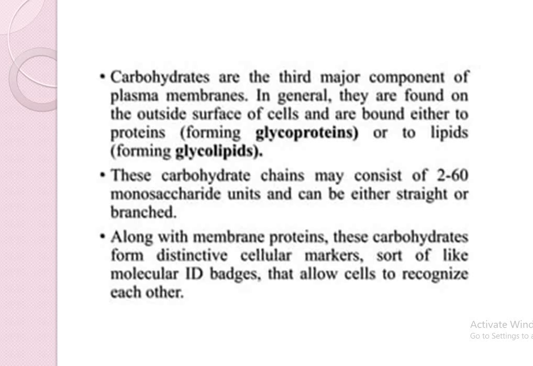Finally, we can see how the carbohydrates are arranged in the fluid mosaic model. Carbohydrates are the third major component of plasma membranes. In general, they are found on the outside surface of the cells and are bound either to proteins, called glycoproteins, or attached to lipids, called glycolipids. These carbohydrate chains may consist of 2 to 60 monosaccharide units and can either be straight or branched in nature.